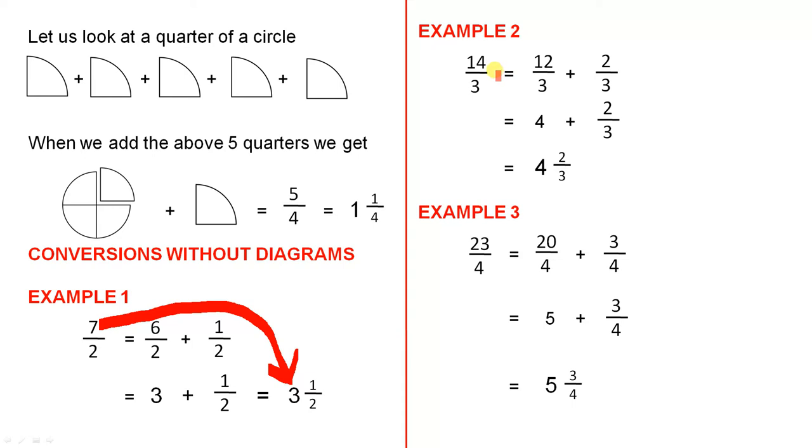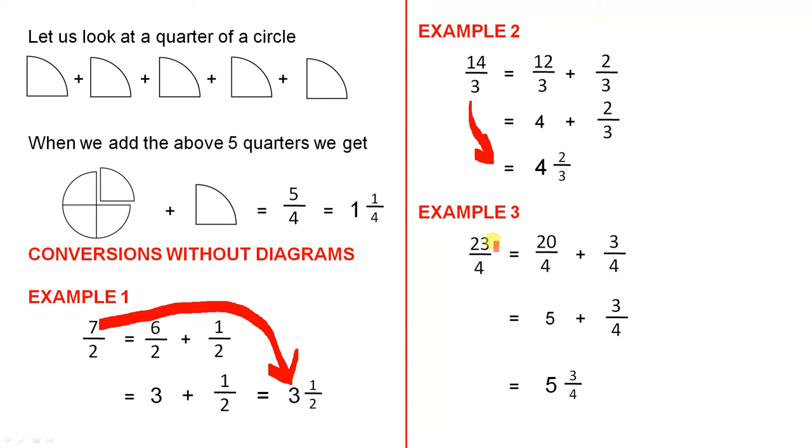Let's look at 14 over 3. Well, that's 12 over 3 plus 2 over 3. 3 into 12 goes 4. You've still got 2 over 3 left. 4 plus 2 over 3 is 4 2/3. So 14 over 3 is the same as 4 2/3.